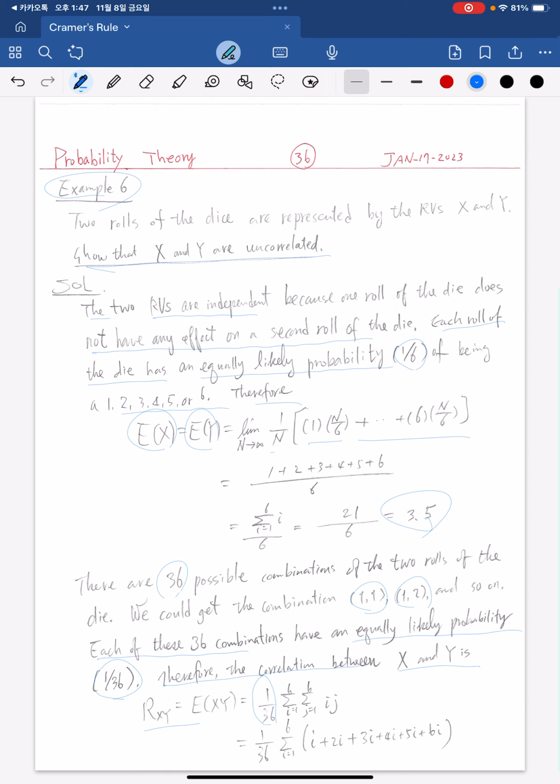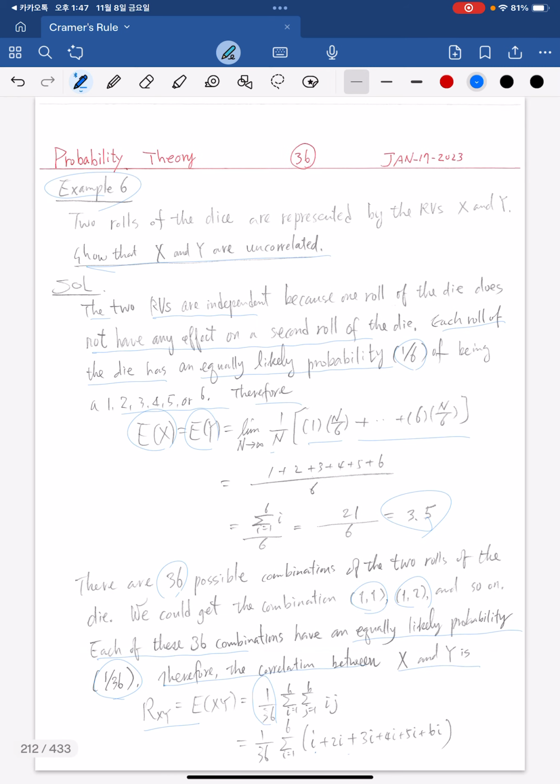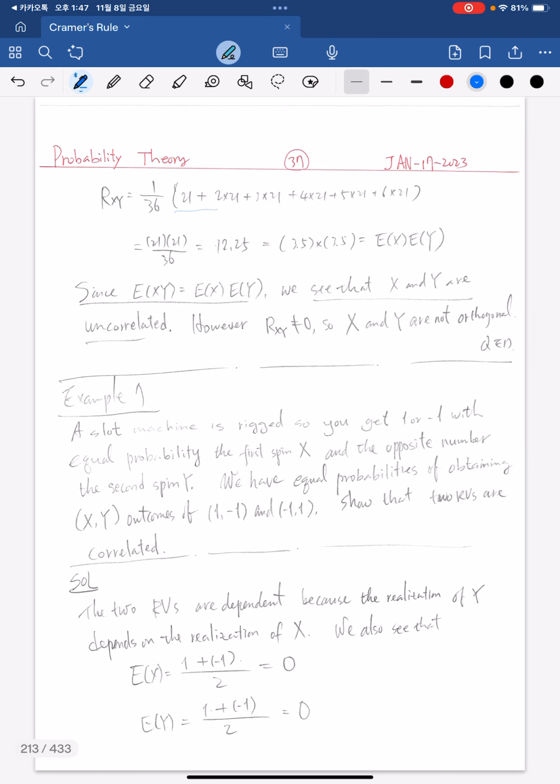Sum of ij, i times 2i plus 3i, 4i 이래 해서 다시 i가 다 더해지면 1, 2, 3, 4, 5, 6 하면은 여기 3, 6, 10, 15, 21 되잖아요. 그러니까 21 곱하기 21 나누기 36. 그럼 12.25인데 이 12.25라는 게 3.5 곱하기 3.5. E[XY]. 같네. Since E[XY] equals E[X]E[Y], we see that X and Y are uncorrelated. However, RXY가 제로가 아니잖아. RXY가 12.25, 제로가 아니구나. X and Y are not orthogonal.